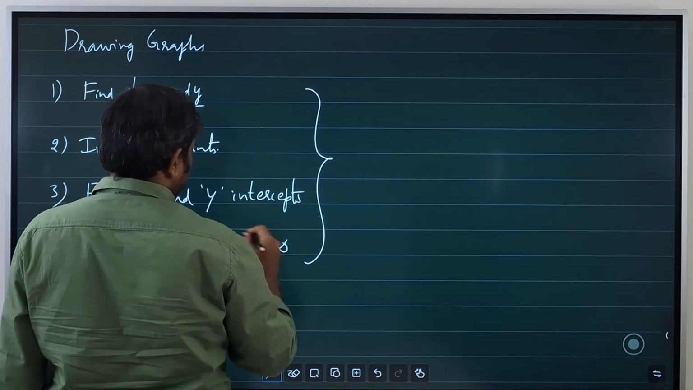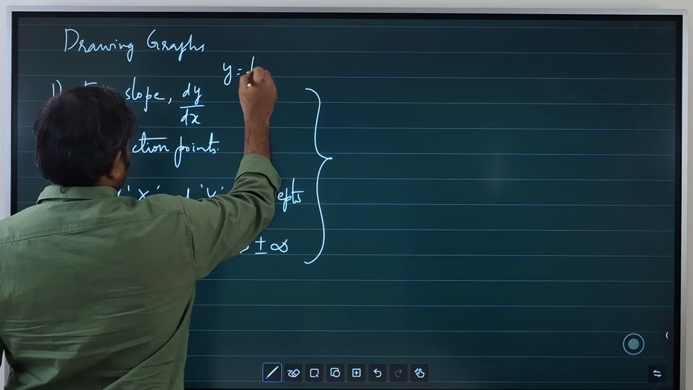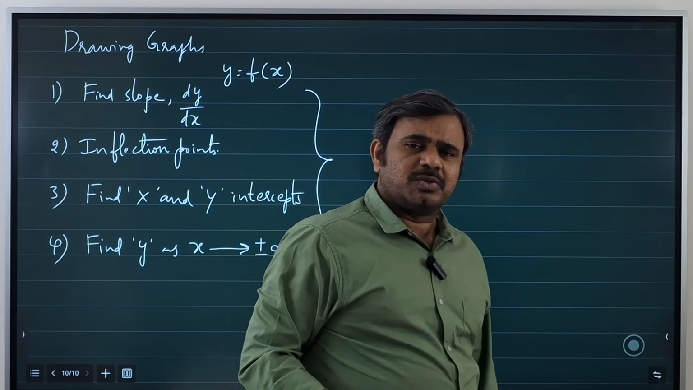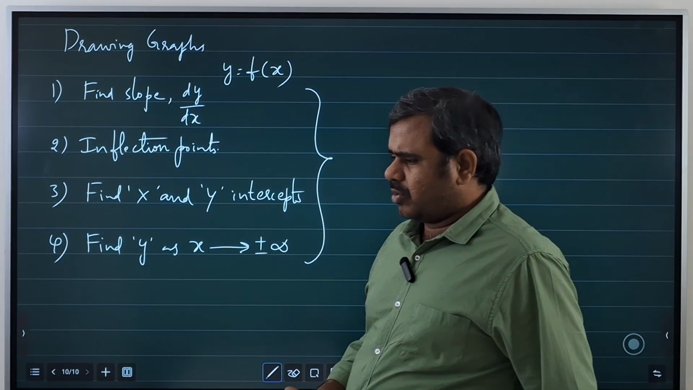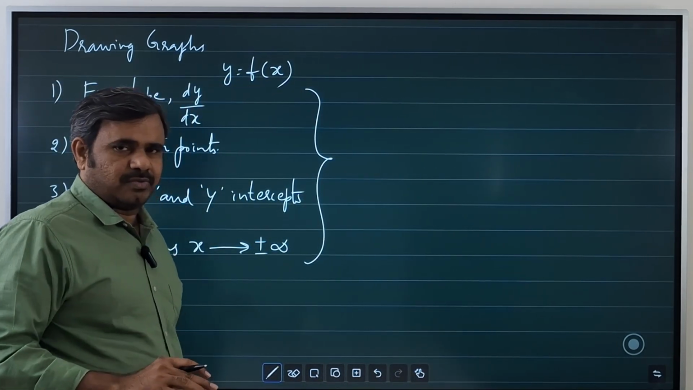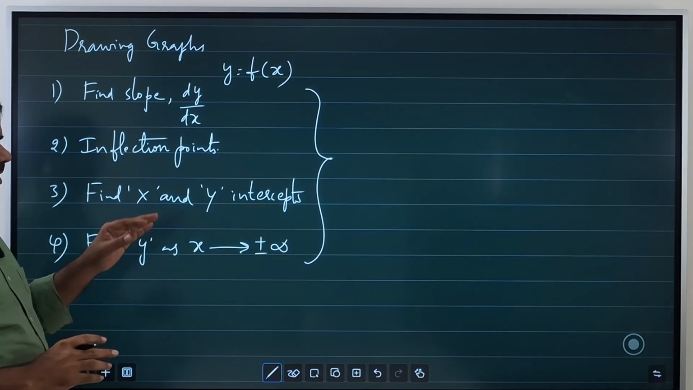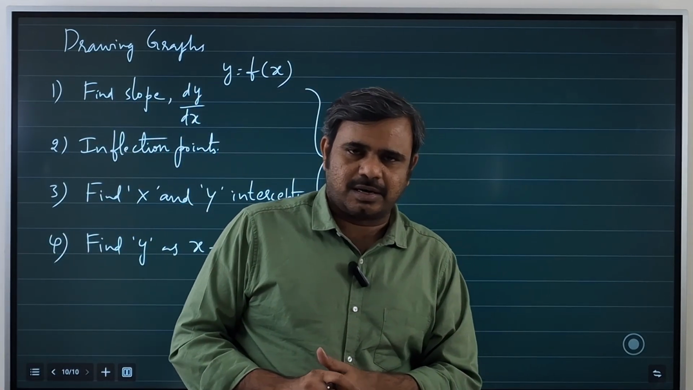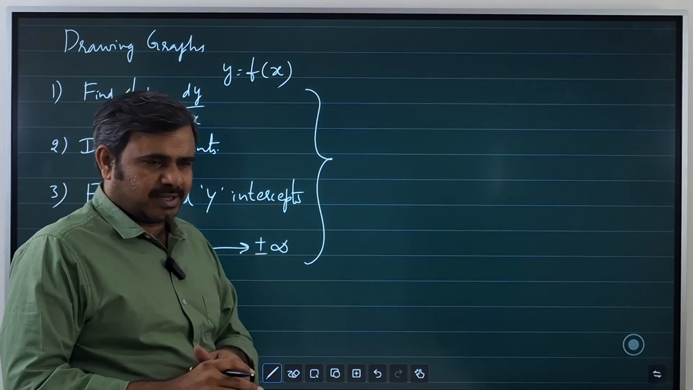So if you gather this information from the given function, it means you have almost all the information required to draw a graph. You don't have to put data points in the graph to draw the graph. So just gather this information. This information is almost sufficient to draw a graph. This information gives us the qualitative behavior of the function.